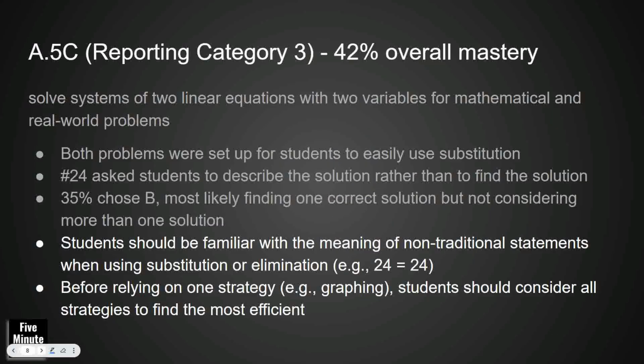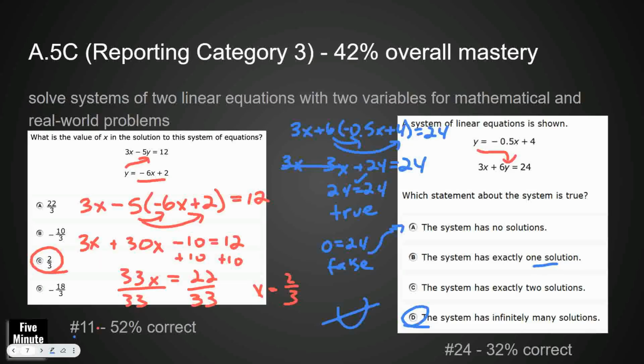So we easily could have used substitution for both. And number 24 was a little bit different because we had to describe the solution rather than finding the solution. Now we couldn't find it because it was infinitely many solutions. So once you saw it, you realize why we had to do that. And then 35% of our students chose B. That's more than the exact because what happens most of the time we're doing this?